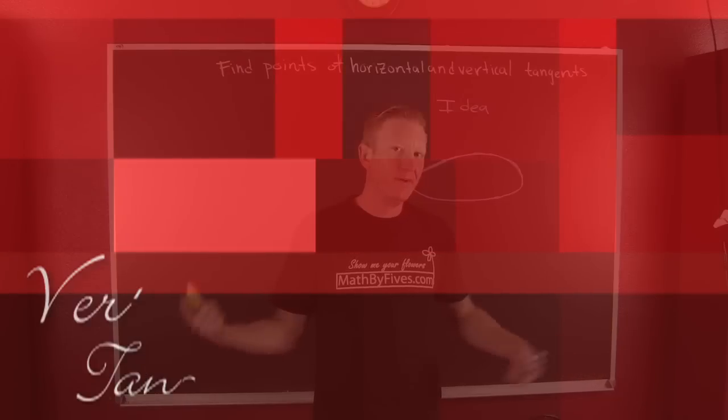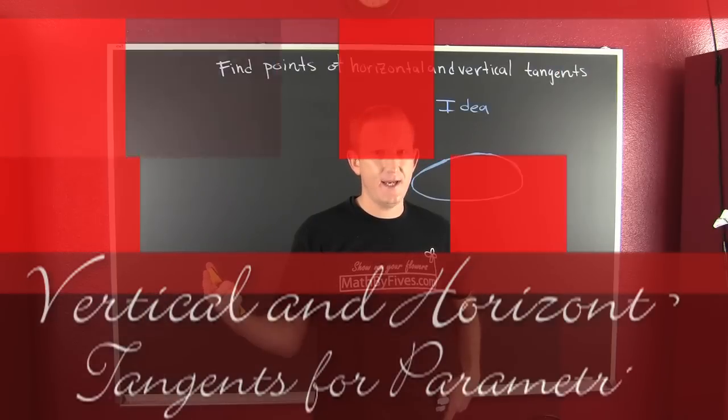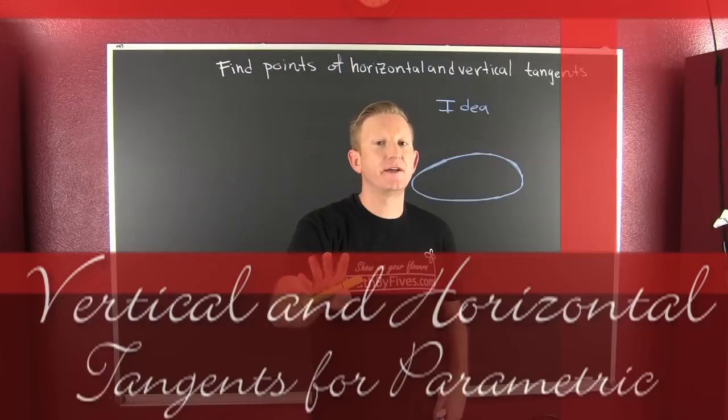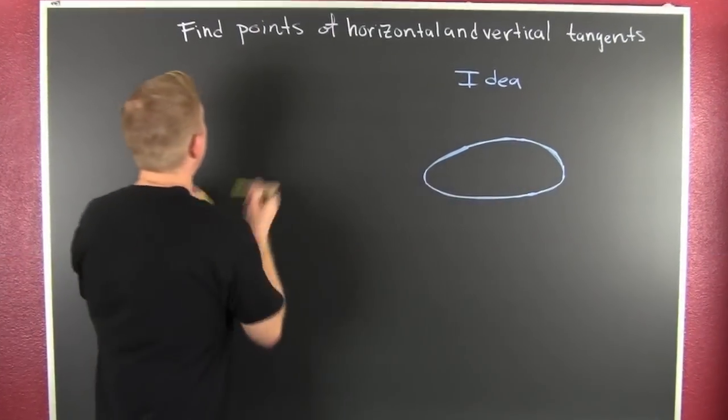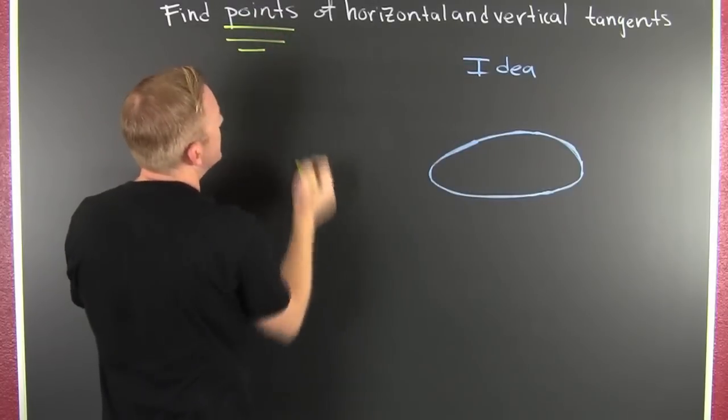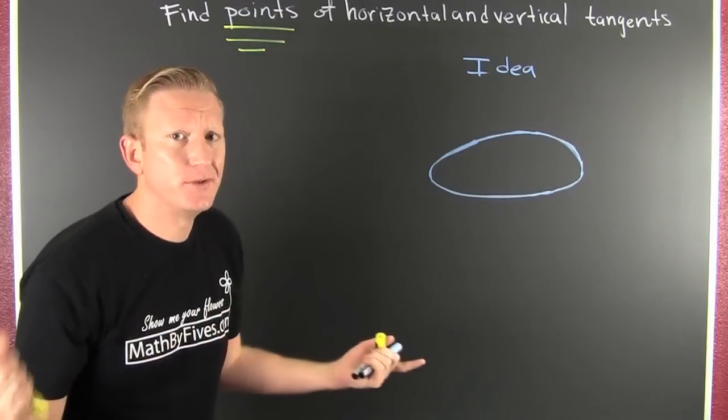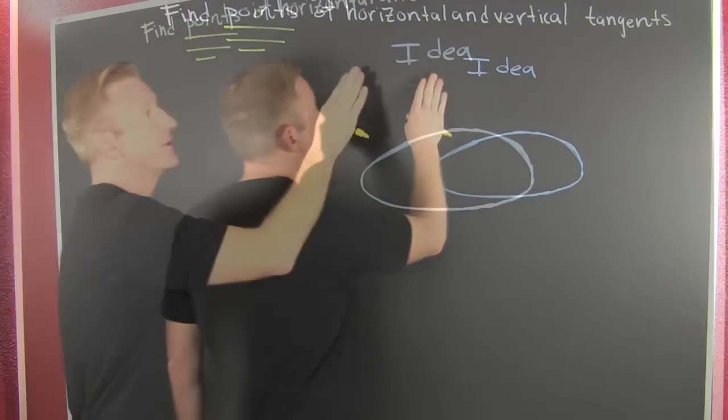Alright, what do we want to do now? Find horizontal and vertical tangents. Well, the points at which they occur. And I want to emphasize the points at which they occur. We're looking for the actual points of horizontal and vertical tangents.